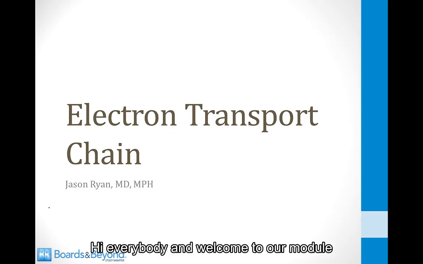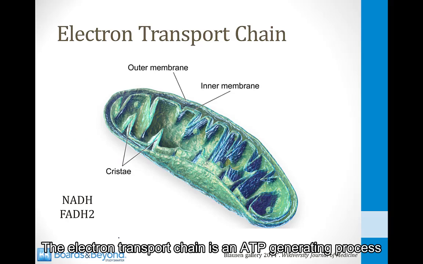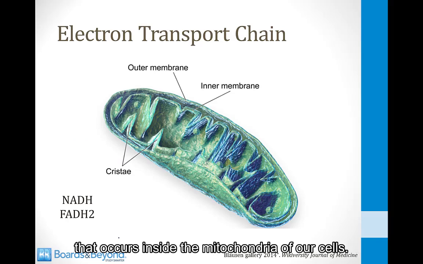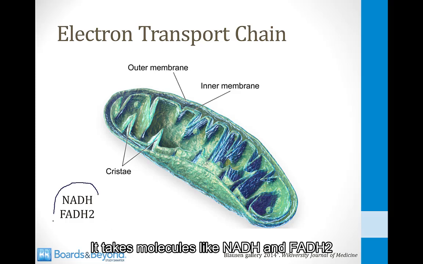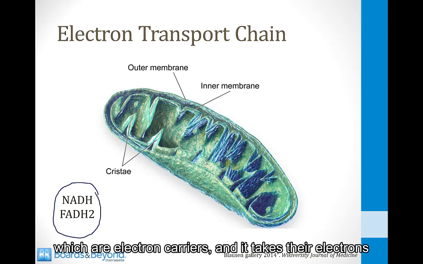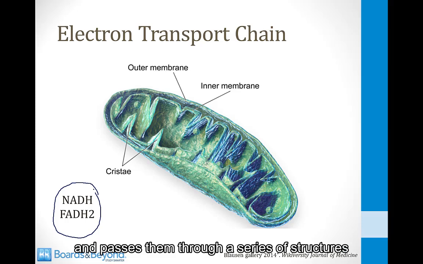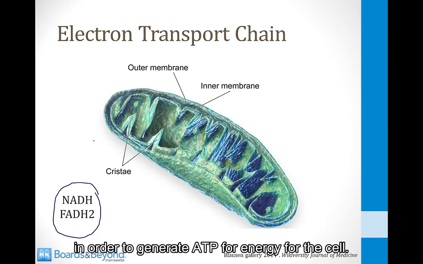Hi everybody, and welcome to our module on the electron transport chain. The electron transport chain is an ATP generating process that occurs inside the mitochondria of our cells. It takes molecules like NADH and FADH2, which are electron carriers, and it takes their electrons and passes them through a series of structures in order to generate ATP for energy for the cell.